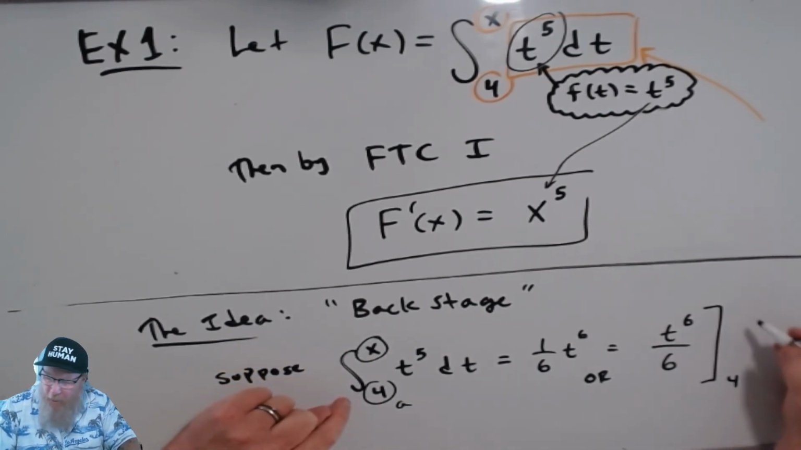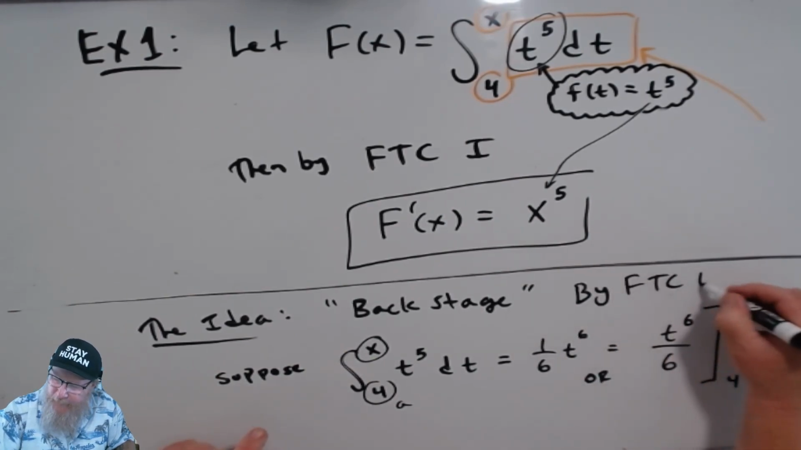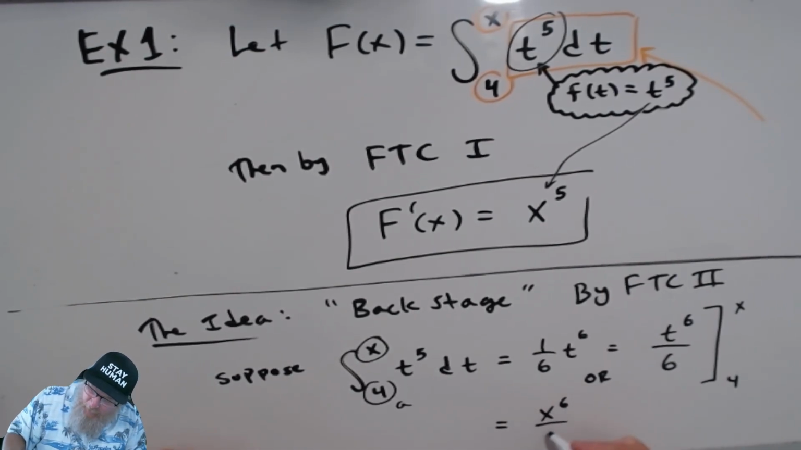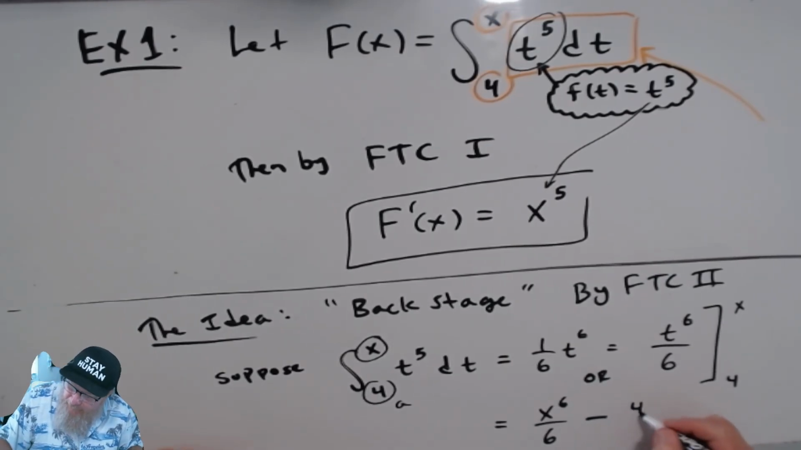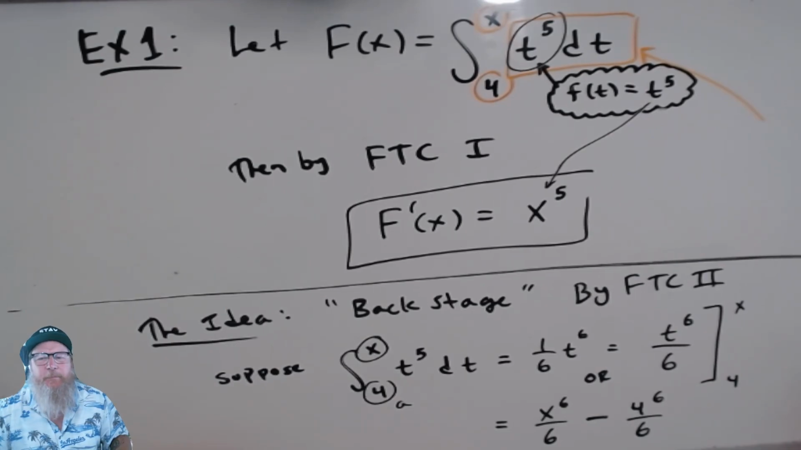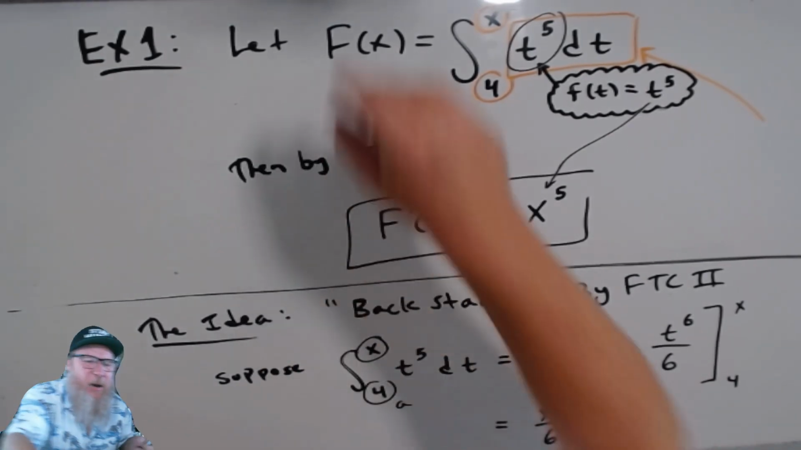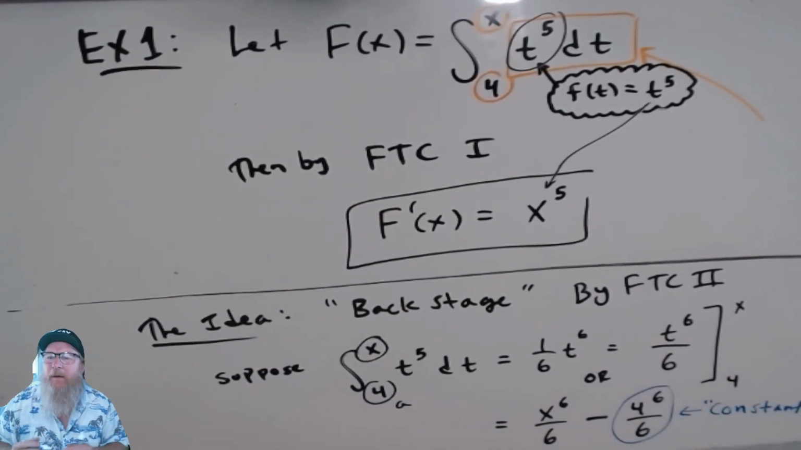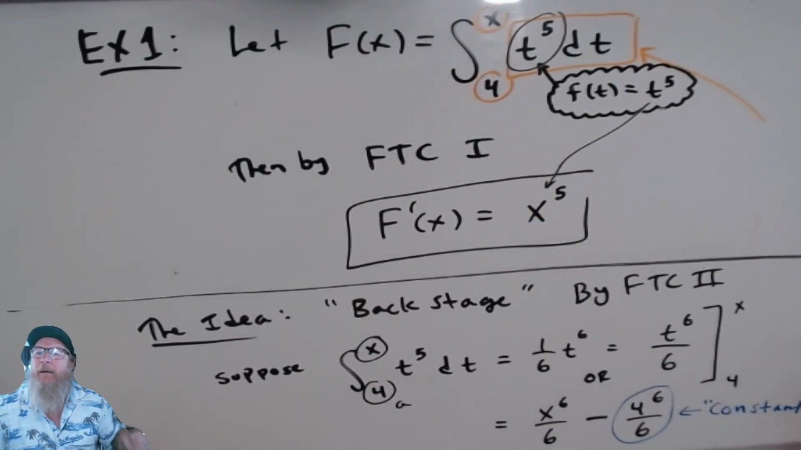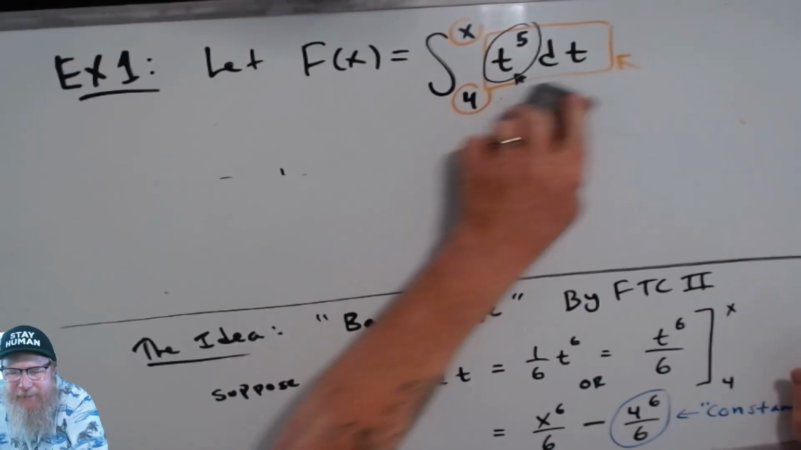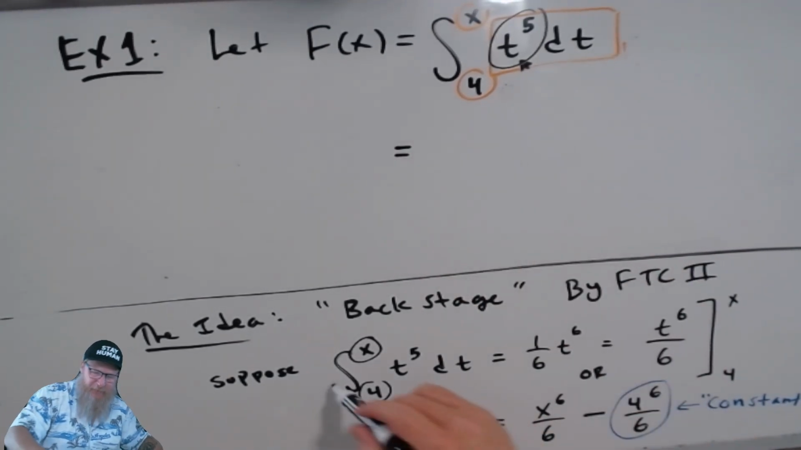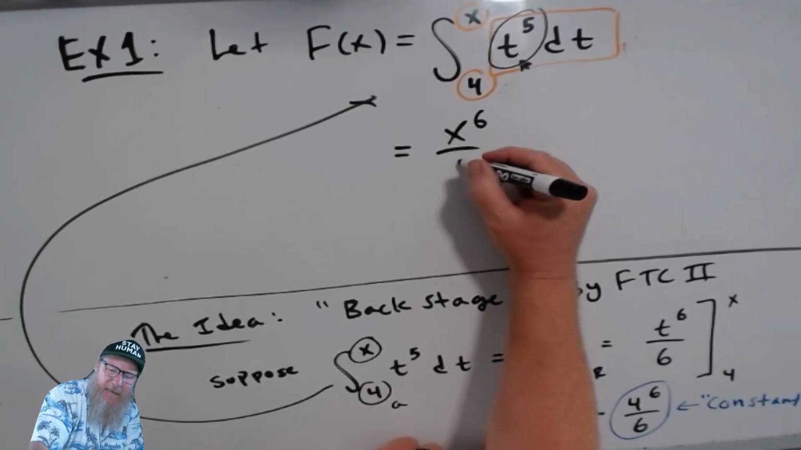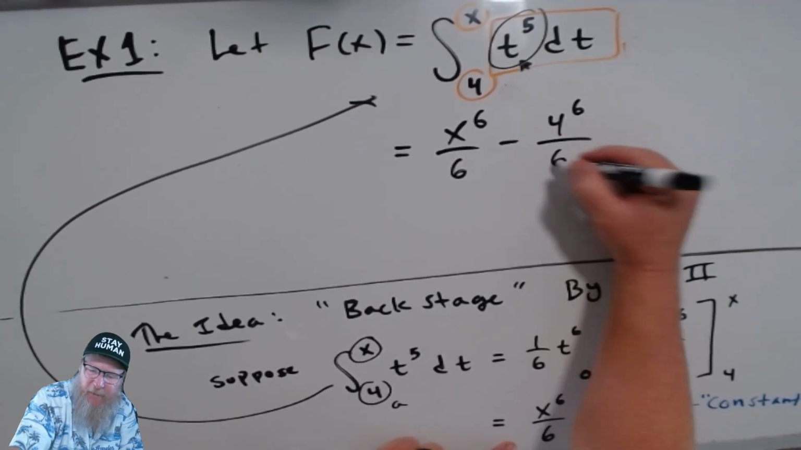So using the Fundamental Theorem Part 2, which is kind of why you need to see Episode 2 before Episode 1 would make any sense, you would get x to the 6th over 6 minus 4 to the 6th over 6. Now, I don't really care what 4 to the 6th over 6 is. It's just a constant. So that means that this function, the integral from 4 to x of t to the 5th dt, can be rewritten as x to the 6th over 6 minus 4 to the 6th over 6.